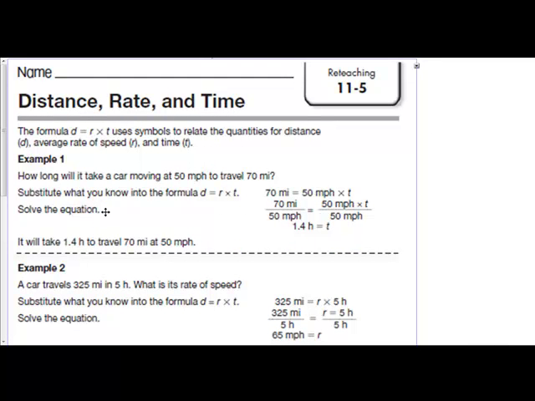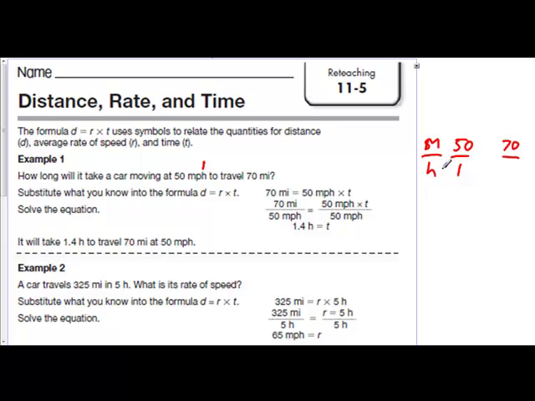All right. So the question here is how long will it take a car moving at 50 miles per hour to travel 70 miles? That's a unit rate, because remember, miles per hour means per 1 hour. Well, let's take a look at this. We can compare miles and hours, and it's 50 miles in 1 hour. How long would it take to go 70 miles?